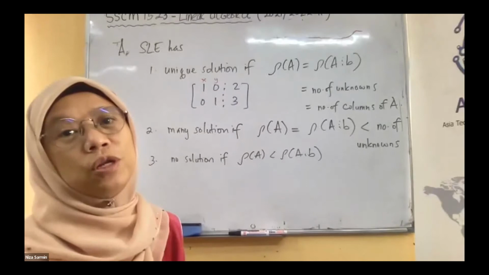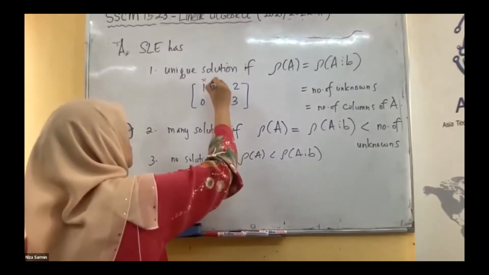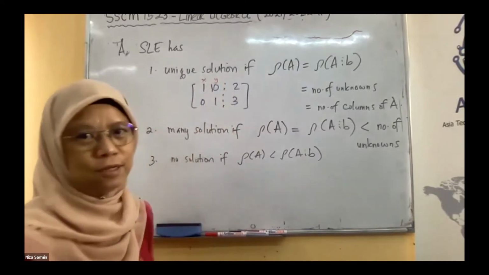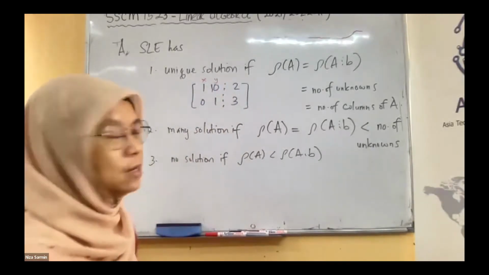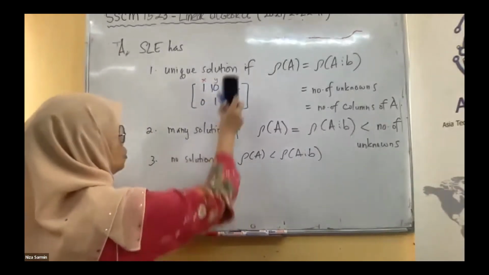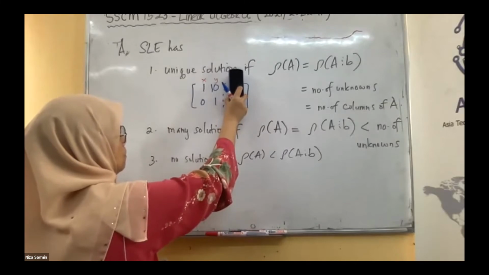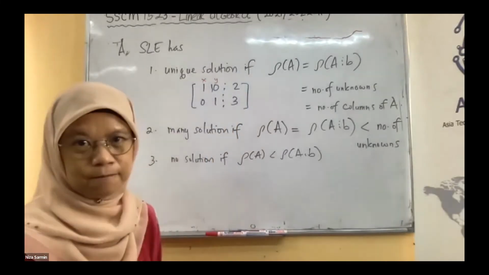If it's not row reduced echelon form, suppose I have a 10 here, right? It's still row echelon form, right? Even if it's a 10, you close, the rank is 2, the rank is 2, the column is 2.